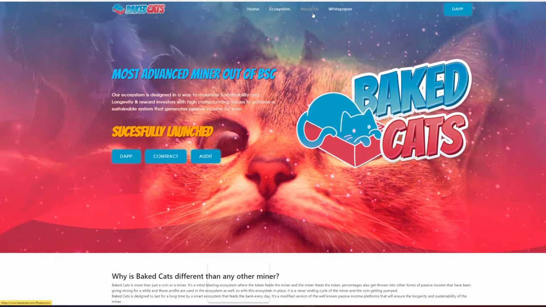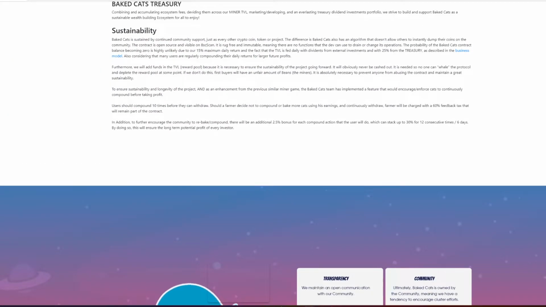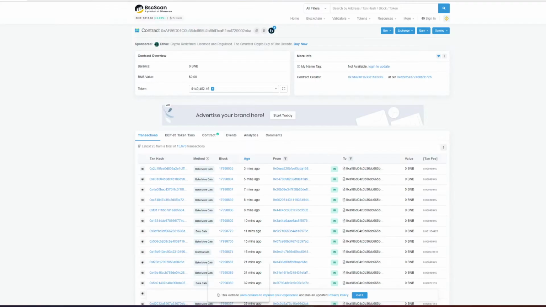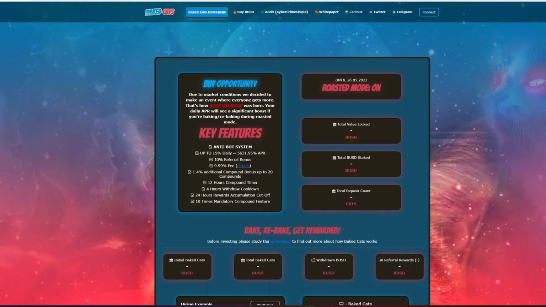So if we go, okay, so this will just take us to those little bits there. So they are audited by Cybercrime Shield. They have about $140,000 worth of tokens in here. And if we go ahead and take a look at their dApp here, as you can see, roasted mode is on for another 4 days or so.